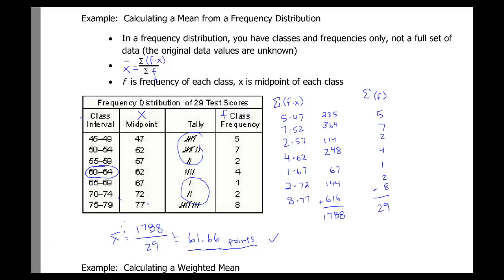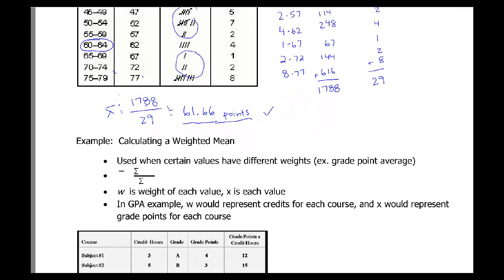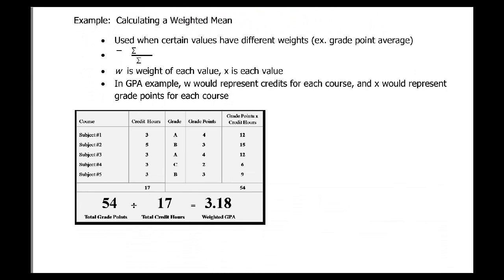The second example on this page is a weighted average. I'm not going to go through all the details. I'll just show you how it's done. This is an example using grade point average, which is a very common use of a weighted mean. So again, let's fill in the equation.